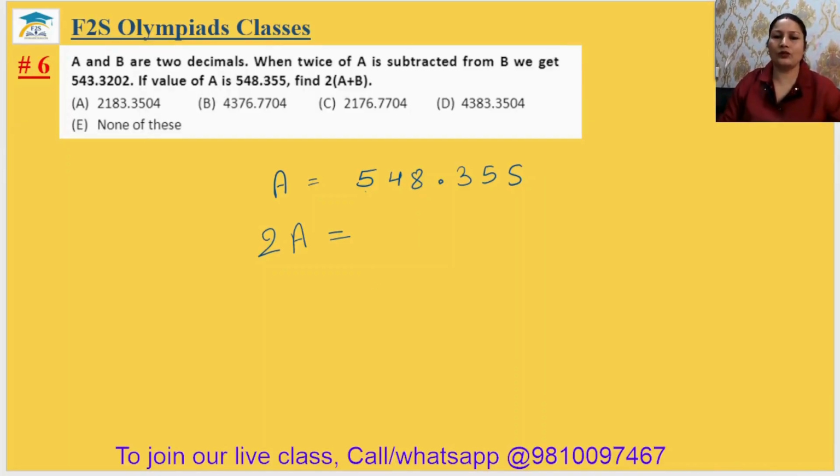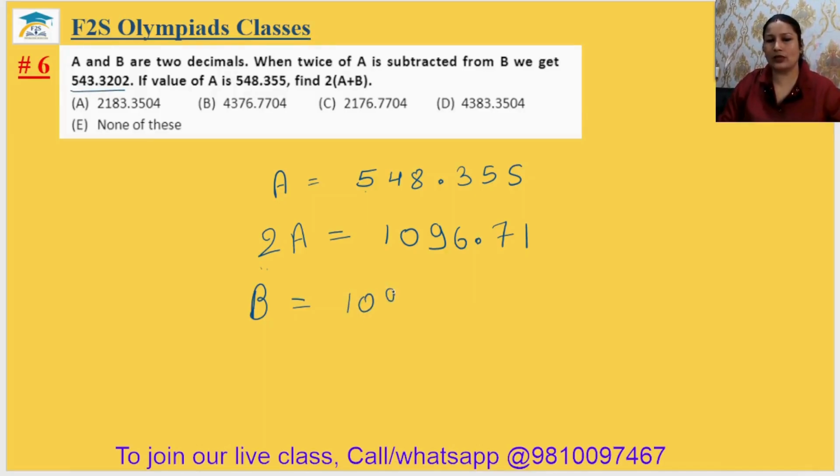And twice of A, so 2A is equal to this multiplied by 2. When you multiply 548.355 with 2, you will get 1096.71. When subtracted from B, so it means B is equal to 2A plus this number.